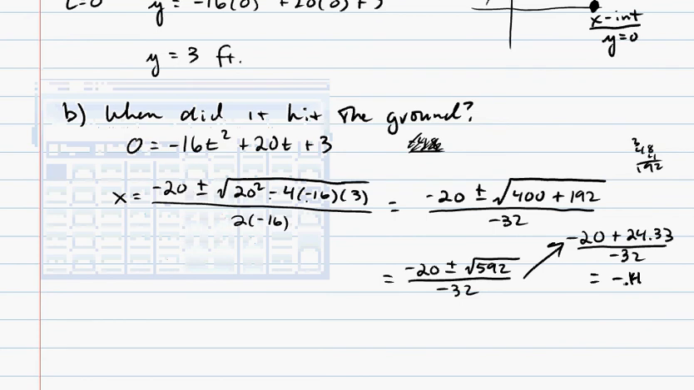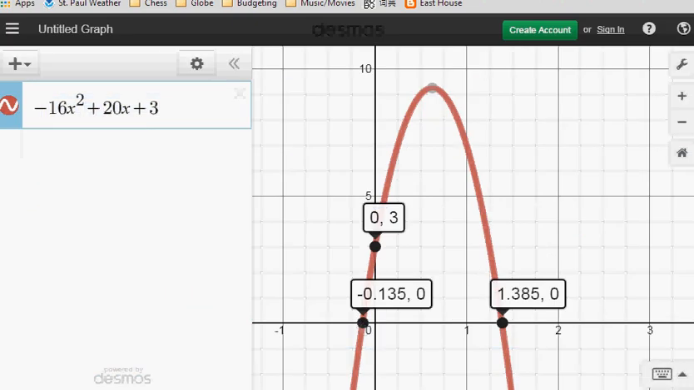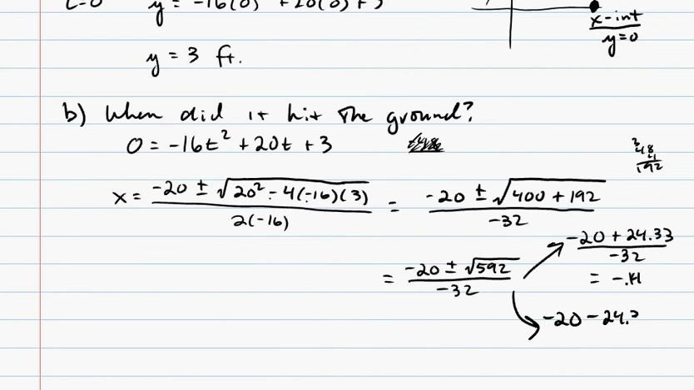Okay, now that wouldn't make sense. We can't go backwards in time. What's happening here is that this is picking up that answer on the graph. And that doesn't make sense because back here, we haven't even let go of the ball yet. So the other answer is going to be negative 20 minus 24.33 all divided by negative 32.